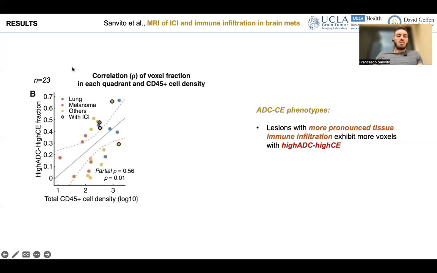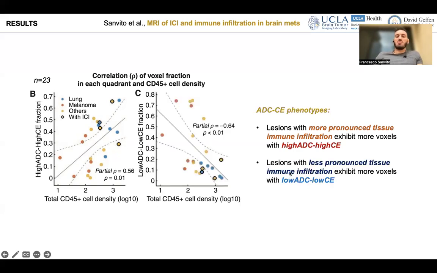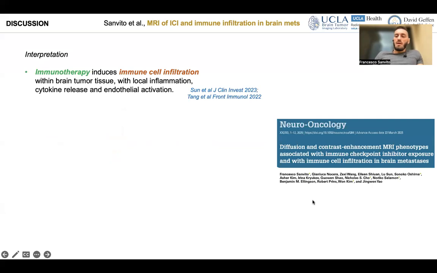In terms of tissue validation on a subset of patients, we were able to see that lesions with more pronounced tissue immune infiltration exhibit more voxels with high diffusion, high enhancement, whereas on the other hand, lesions with less pronounced tissue immune infiltration exhibit more voxels with low diffusion and low enhancement.